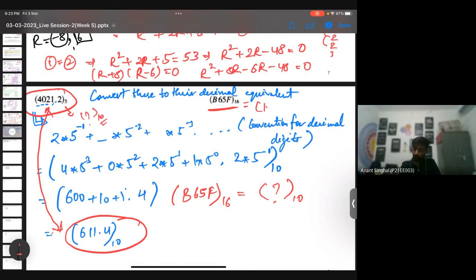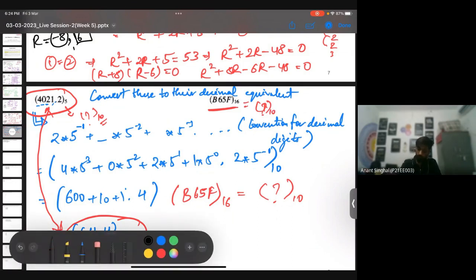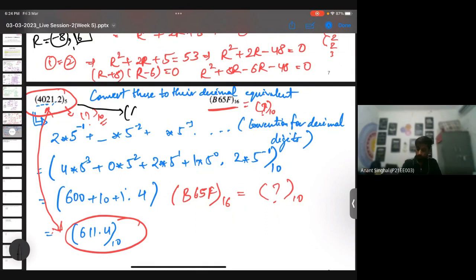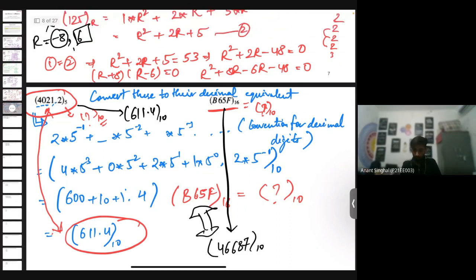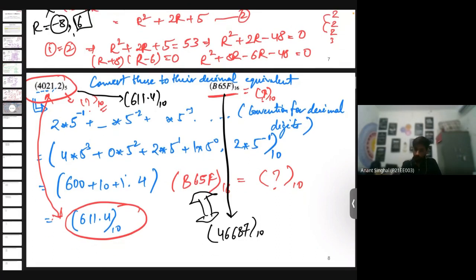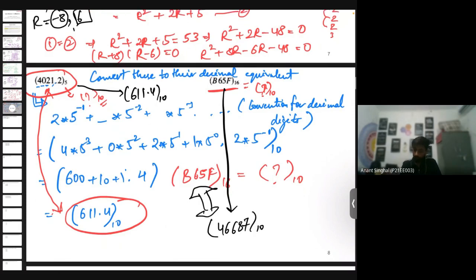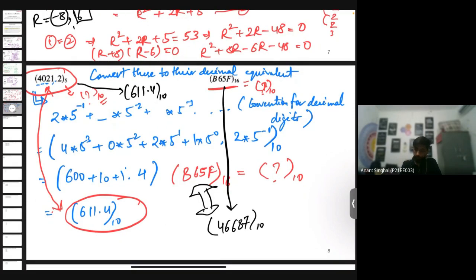So we got to know that for this, I'll write it again. For this, the answer came out to be 611.4 to the base 10, and for this, it was nothing but 46687 to the base 10. You can check by calculating yourself. I have done the calculations manually, so you can also check simultaneously if you want. So yes, we shall proceed now.